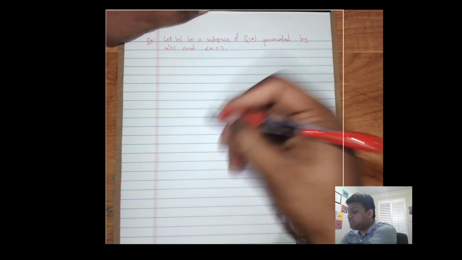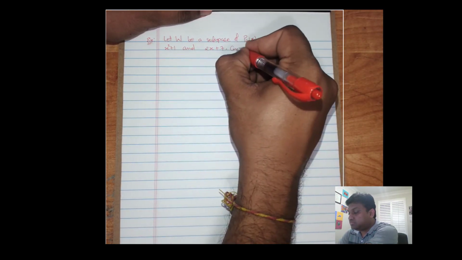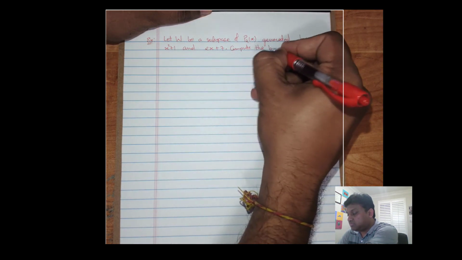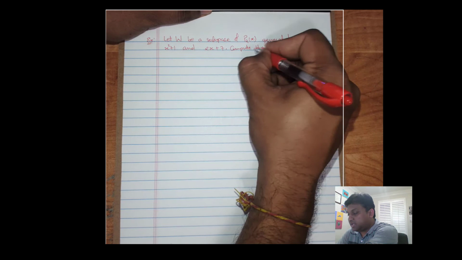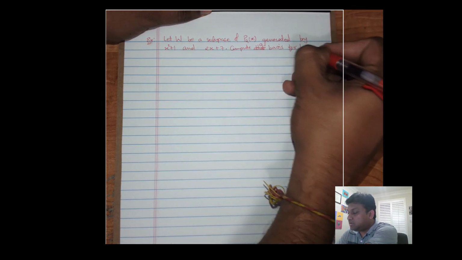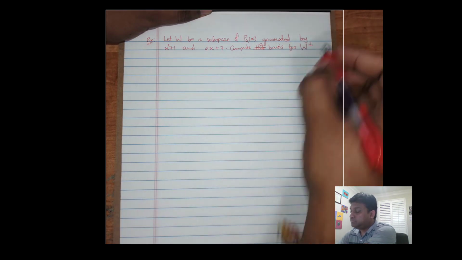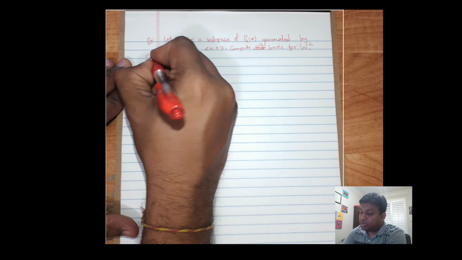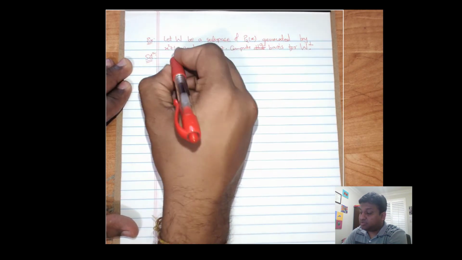Okay, what I want you to do is compute a basis for its orthogonal complement. Alright, the idea again is pretty simple. Here is the solution. I'm going to write down the basis for W.